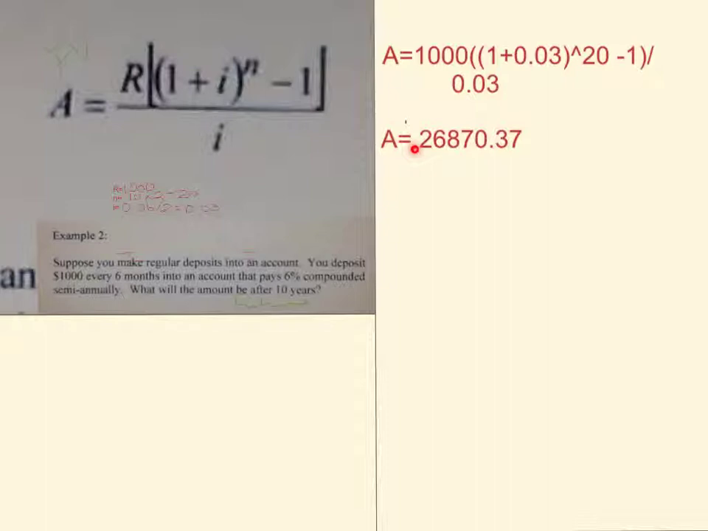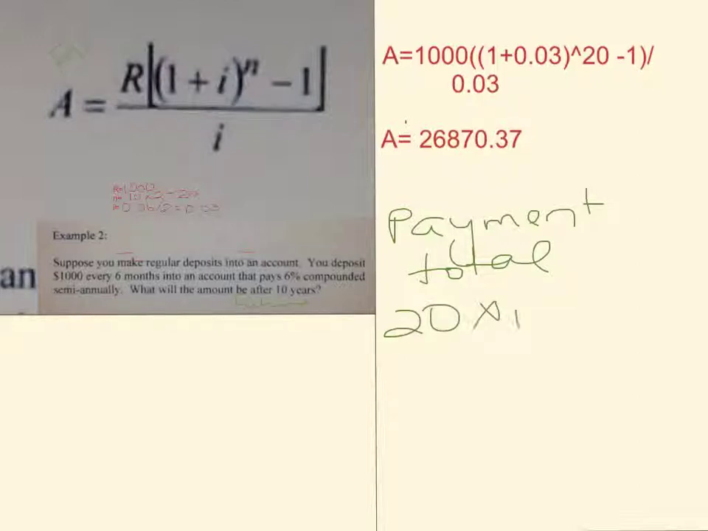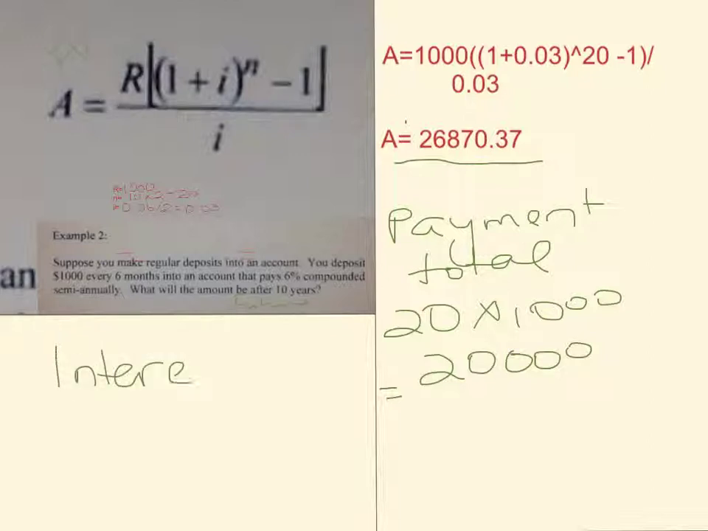What would the value have been of the amount of money that I actually paid? Well, if I made $1,000 payments, and I made apparently 20 payments, I could calculate the payment total, which is really the amount invested. So that's going to be 20 times 1,000, or in other words, I invested $20,000, but in the end I wound up with $26,870.